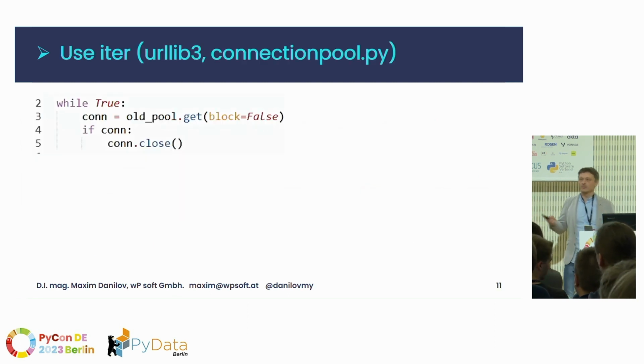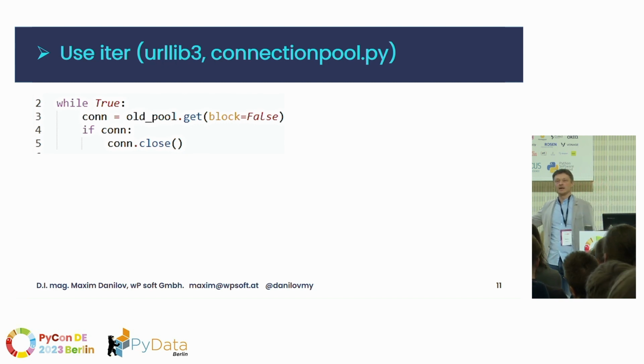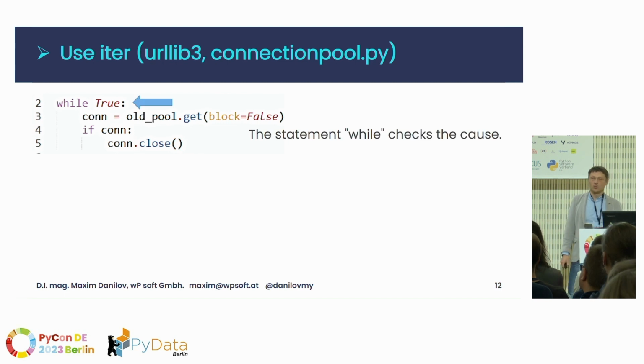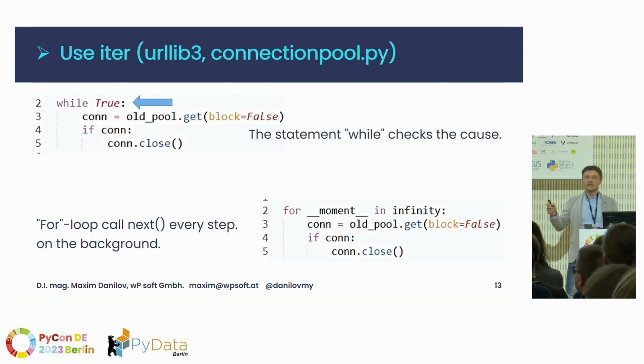What I mean, for example, I take a standard construction from an ordinary connection pool. We have here an infinite loop with a while statement. The while statement checks one clause, which is always true. And after that, the while loop makes one step. And what happens in a for loop at this time? We can use an infinite for loop, but there we don't have any clause. In the background, Python always calls next. And this is a big difference.